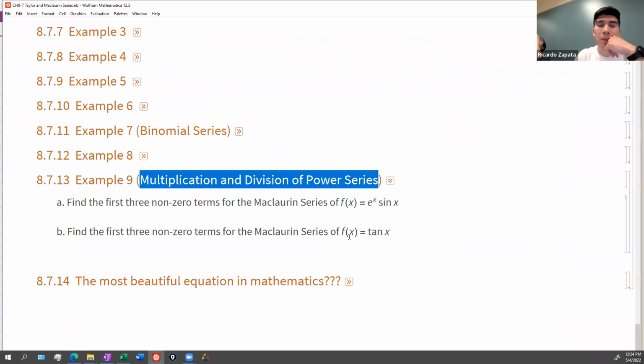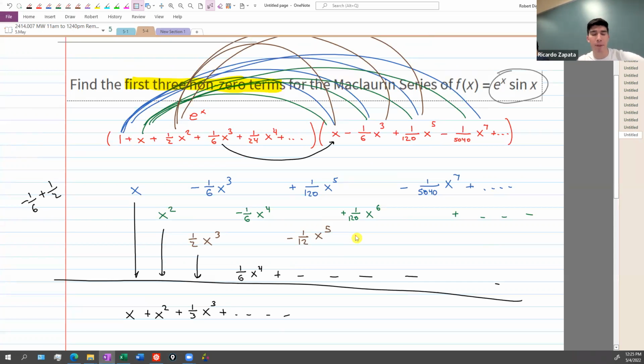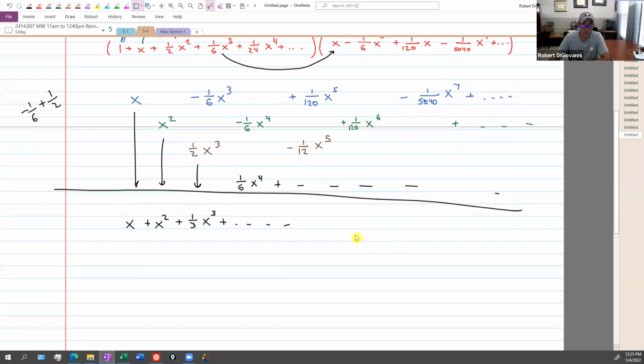Sir, real quick, is that the only method of doing it? Is there like another way of doing it? That's pretty much it. Yeah. Gotcha. Nice. I like it.